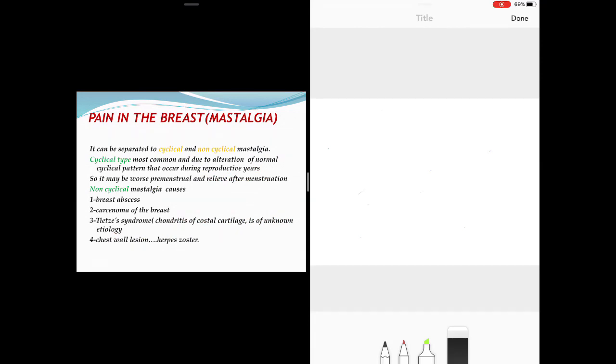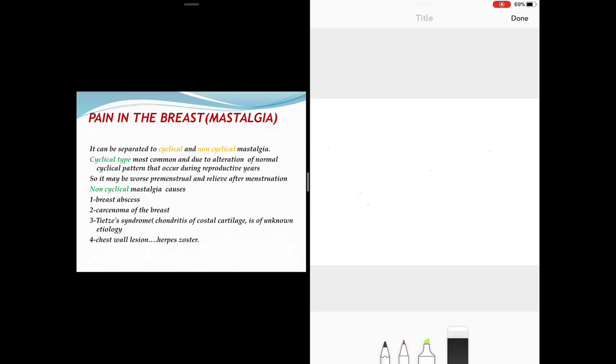What is mastalgia? Mastalgia is breast pain. We have two types of mastalgia: cyclical and non-cyclical. Cyclical mastalgia usually comes with premenstruation, during the menstrual cycle, and the patient complains of mastalgia and gets relief after menstruation. In non-cyclical mastalgia the patient always complains of breast pain. It may be due to a breast abscess or one of the causes of carcinoma of the breast.